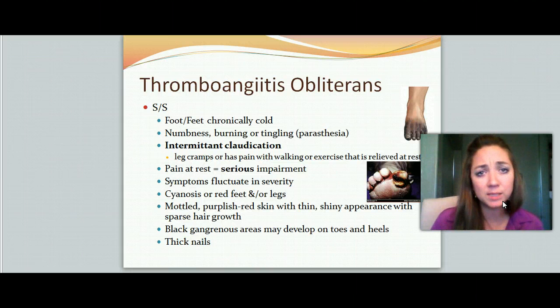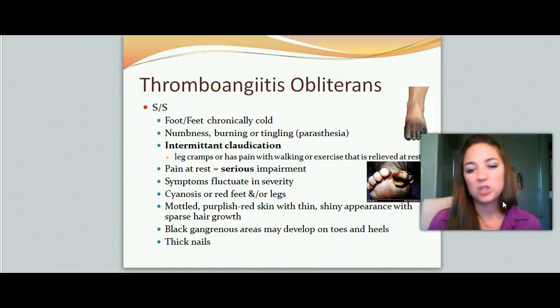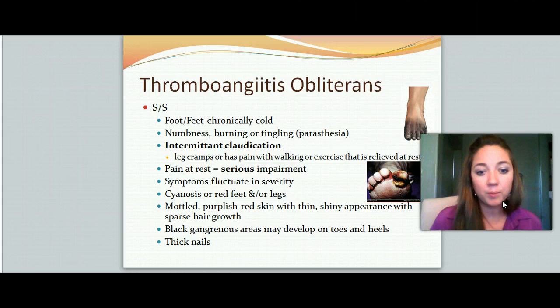You'll notice some cyanosis or bluing or reddening of the feet or legs, and like we said, it starts in the toes, moves its way up. Mottled purplish red skin with thin, shiny appearance with just very little hair growth, because you need blood flow to have hair grow as well. Black gangrenous areas can develop on their toes and heels, and their nails are going to really thicken also, just because nothing is really working right.